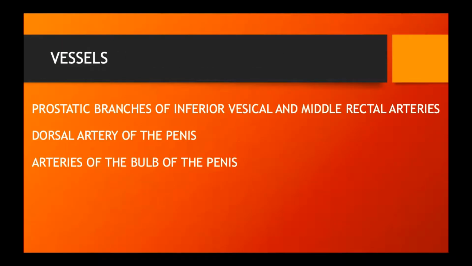Coming to the vascular supply, it is the prostatic branches of the inferior vesical and middle rectal arteries, the dorsal artery of the penis, and the arteries of the bulb of the penis. So these are the arteries which are supplying the neighboring structures wherever the urethra is passing. So those arteries will take care of the blood supply of the urethra also, as well as the venous drainage.